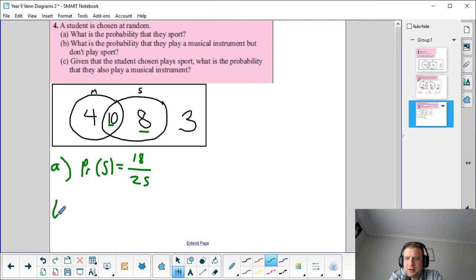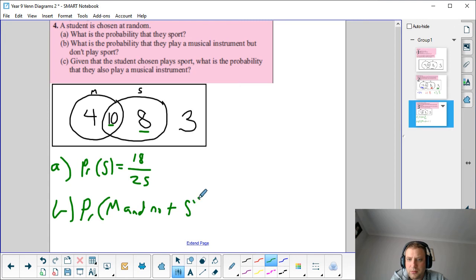So for B, what is the probability that they play a musical instrument but they don't play sport? Okay, so the probability of music and not sport. We just have to find that section. So where are the people that play music that don't play sport? They're here, right? It's just these four guys. So that means the probability of music and not sport is 4 out of 25.